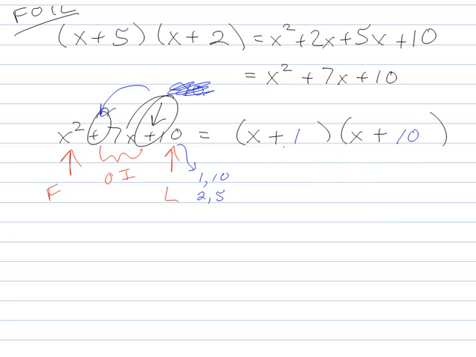So now if I do this, I know my first term is going to be right, and I know my last term is going to be right, but let's check the inner and the outer. It's going to be plus x plus 10x. So that's going to give me 11x, and that's not right. I don't want 11x, I want 7x. So ideally you'd like to look at that immediately and say, that's not going to give me what I want. So I'm going to call that 2 and 5.